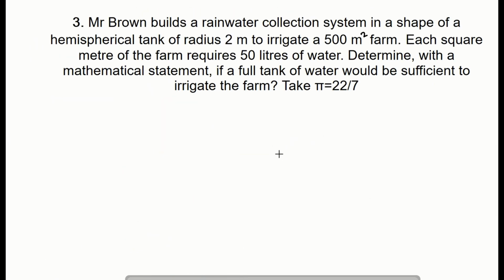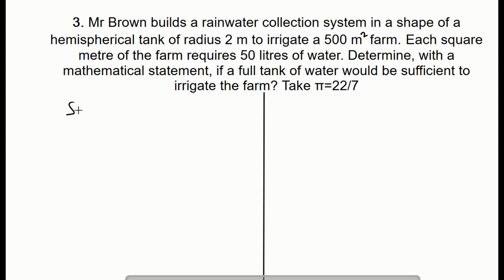Mr. Brown builds a rainwater collection system in the shape of a hemispherical tank of radius 2 meters to irrigate a 500 square meter farm. Each square meter of the farm requires 5 liters of water. Determine with a mathematical statement if a full tank of water would be sufficient to irrigate the farm. Our pi is given to be 22 over 7.